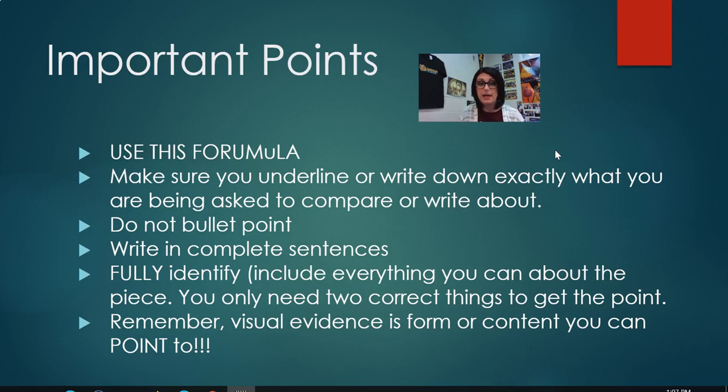Do not bullet point. Write in complete sentences using words from the prompt. Show the readers what part of the question you're answering. Fully identify, right? Tell as much as you can about it. If you get two things right and two things wrong, you're still going to get it right. And remember, when it asks for visual evidence, that is the "as you can see" points, all right? You should be able to point to it, show it, and demonstrate it. If you follow these steps, you're going to do just fine on the comparative question.